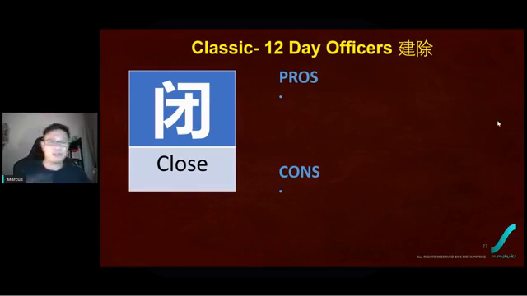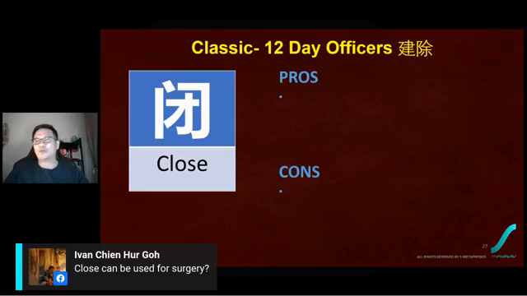So far, 12 days all clear, right? If anybody is confused or somebody is very clear. Okay, let's see any questions down here. Close day used for surgery.